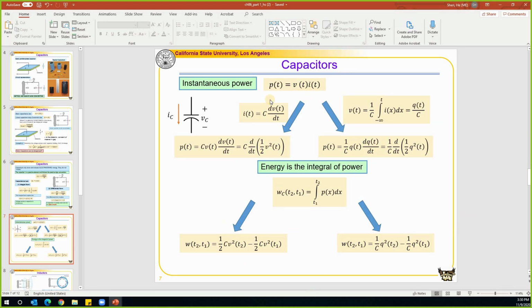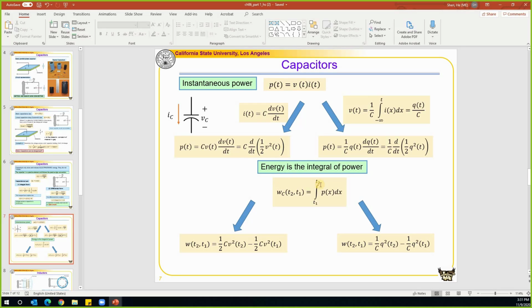So now we put all the equations together into one page to summarize everything you need to know about a capacitor. If you want to calculate the instantaneous power, P, we know it can be calculated by using the voltage on it times the current going through it. Since the current is equal to C dV/dt, we substitute this equation into the previous one, and it becomes C V(t) times dV/dt. Because we have V(t) times dV(t), we can write it as C d/dt of half V squared.